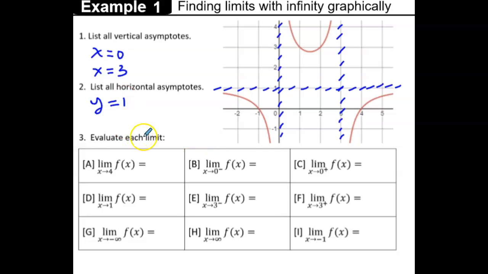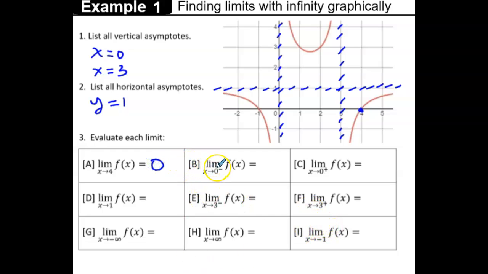So let's evaluate each limit statement. In A, the limit as x approaches 4 of the function f. This is a two-sided limit since there's no superscript after the 4. So we're coming from the left side toward 4 and the right side toward 4. From the left, we're approaching 0. From the right, we're also approaching 0. So the limit as x approaches 4 is equal to 0.